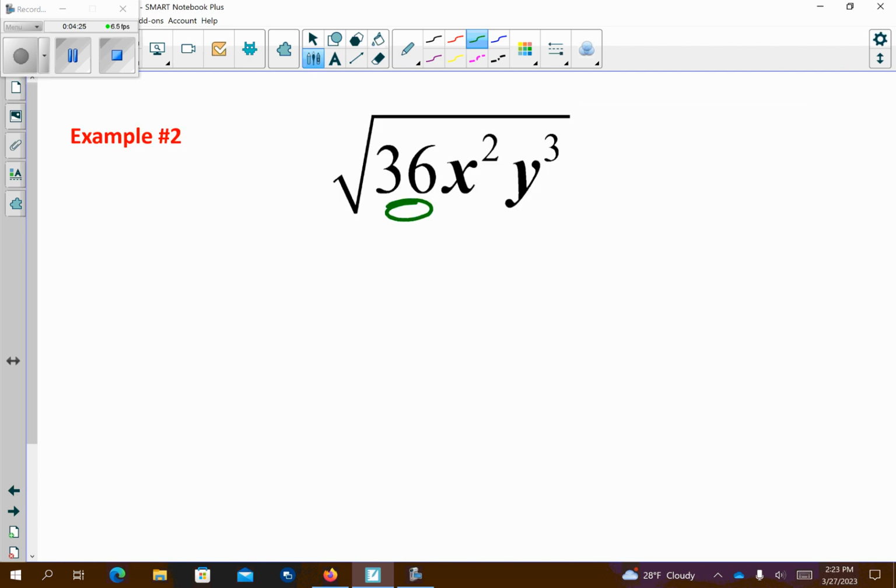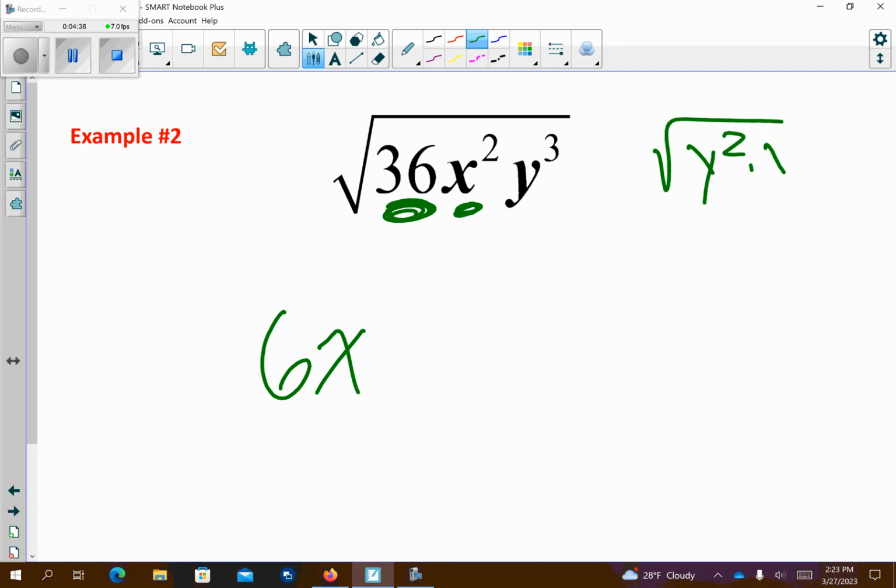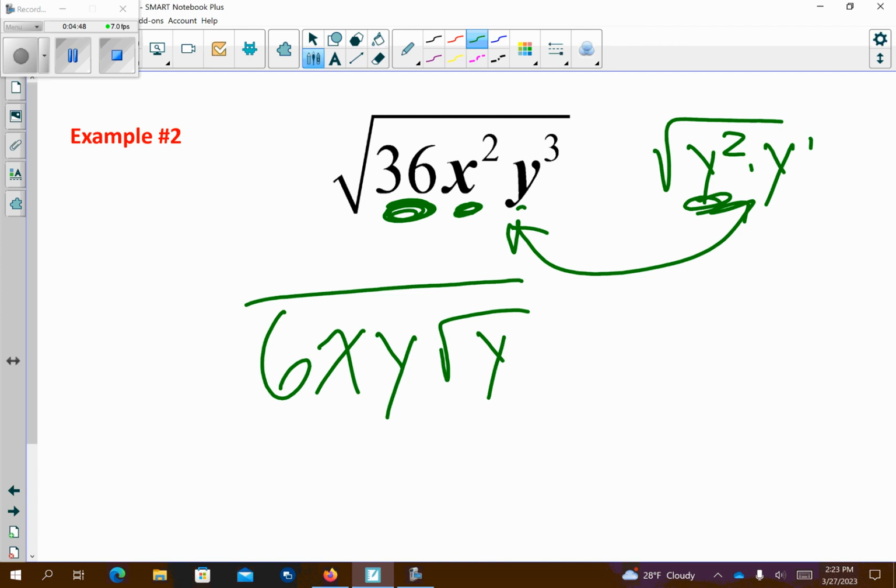Think about this one. Oh, that's a perfect square, isn't it? Is this a perfect square? Well, it's an even number, so yes. So then I just need to say, okay, I have a 6 and an x that come out. But then the y to the third, could I break y to the third down to this? Are these the same? Yes, they are. So square root of y squared, take half the exponent is y, square root y. So 6xy square root y is our answer.